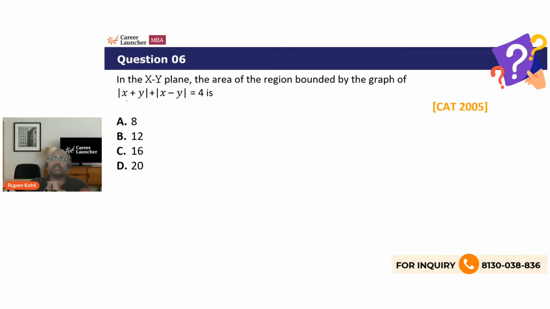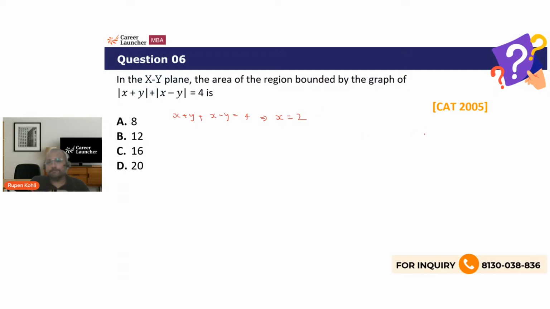So when x plus y is positive and when x minus y is also positive, this equation will open as x plus y plus x minus y equals 4, or simply 2x is 4, or simply x is 2, right? But remember this, the graph of this equation is not simply the whole line x equal to 2 from minus infinity to plus infinity. No, this is a restriction. There is a restriction implied that x plus y should be positive and x minus y should be positive.